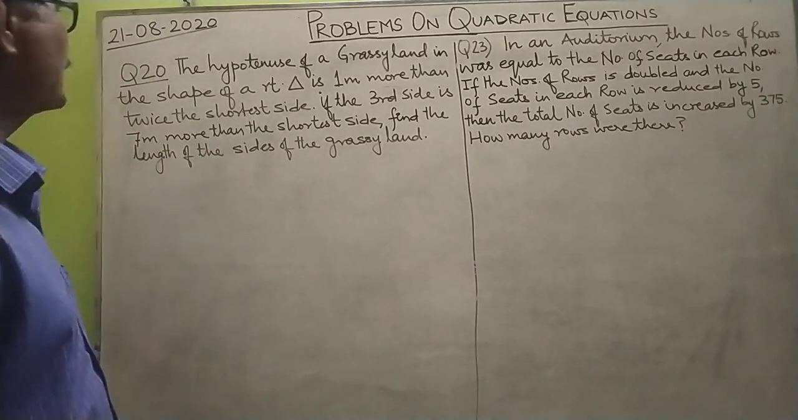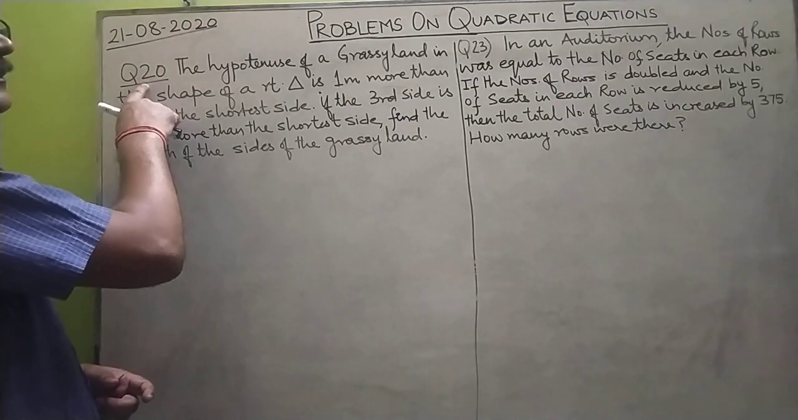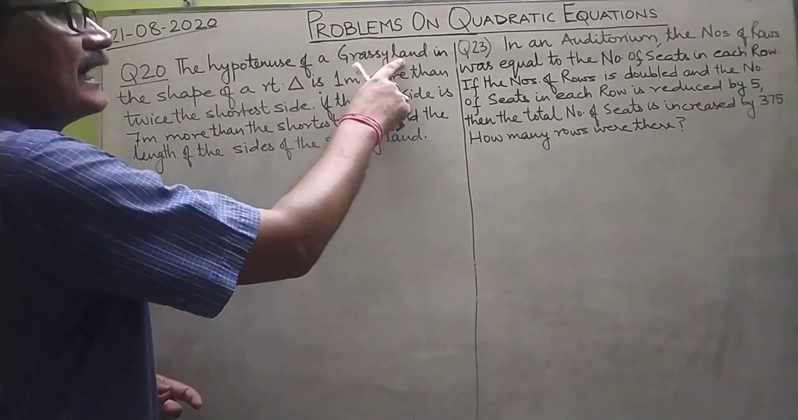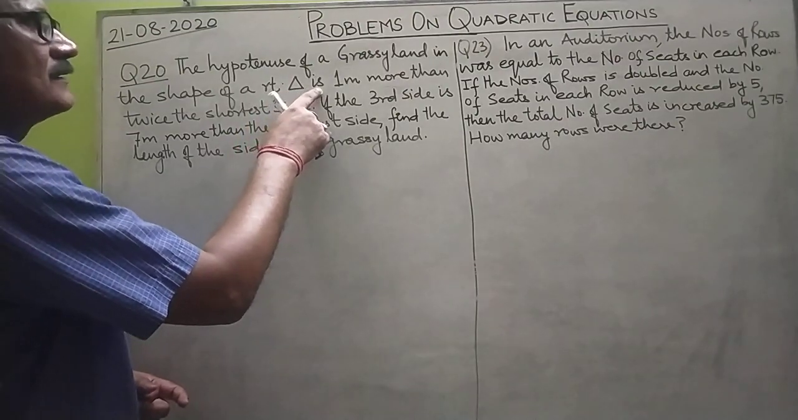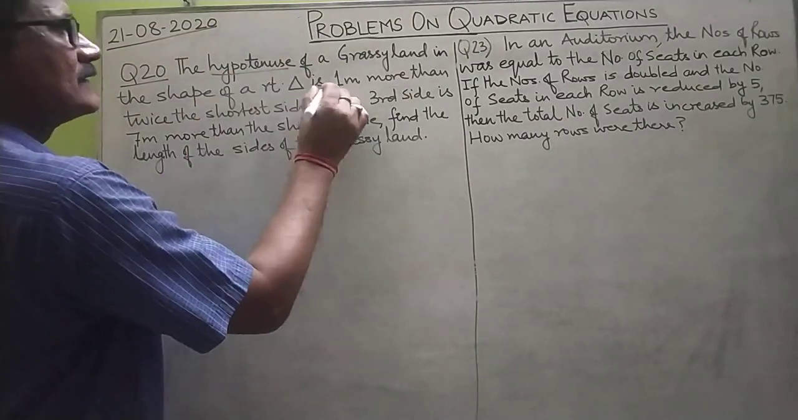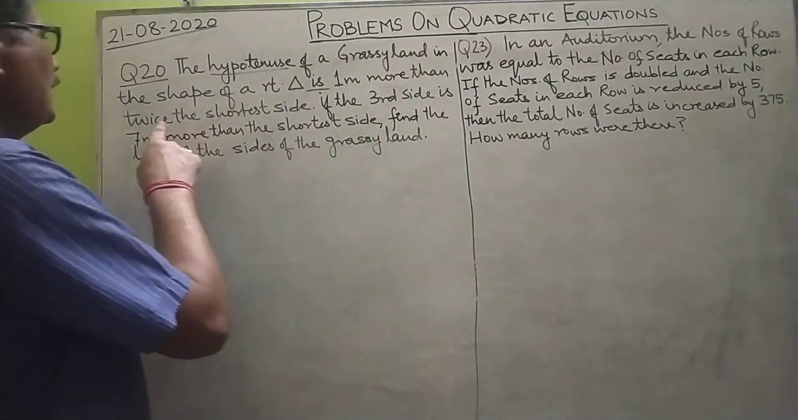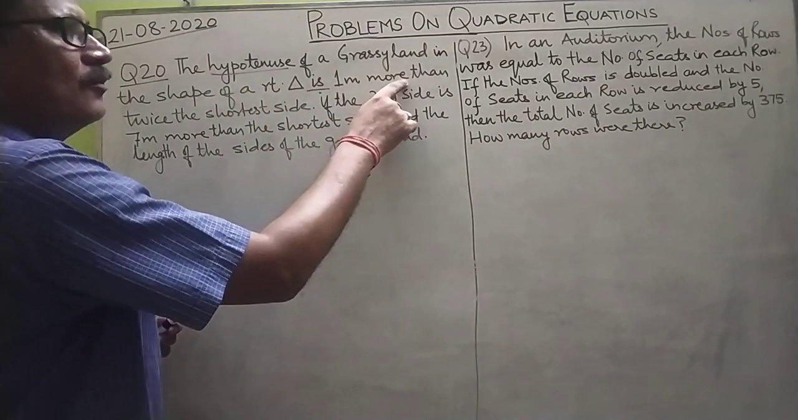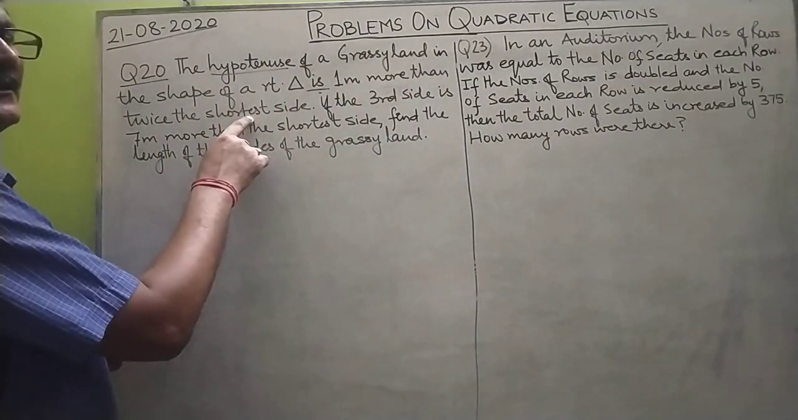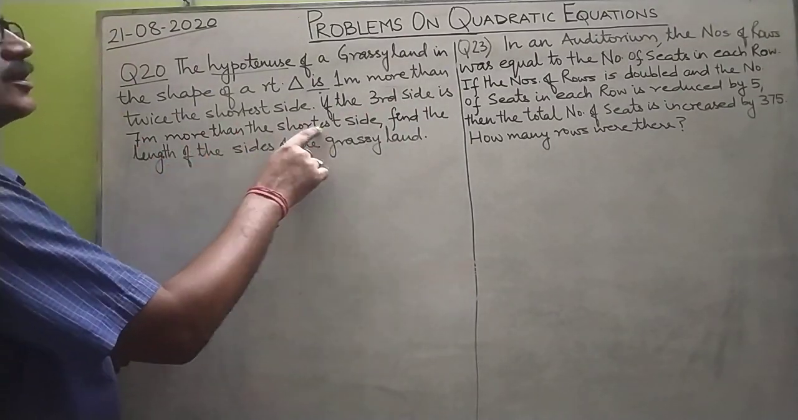Children, let us do the next question based on right angle triangle. Question number 20. The hypotenuse of a grassy land in the shape of a right triangle is 1 meter more than twice the shortest side. Hypotenuse is 1 meter more than twice the shortest side. And the third side is 7 meters more than the shortest side.